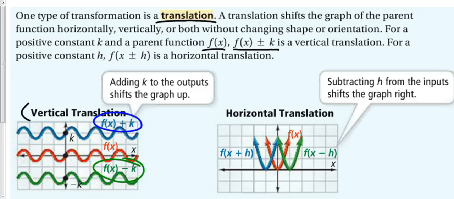Horizontal translations work a little bit differently. So I see that if I add something to the input of a function, I would shift the function to the left. If I subtract something from the input of a function, I would shift that function to the right. So by adding a constant h inside of the function, into the inputs of a function, I would have a horizontal translation. A plus h moves it to the left, a minus h moves it to the right. And those are translations: left, right, up, and down.